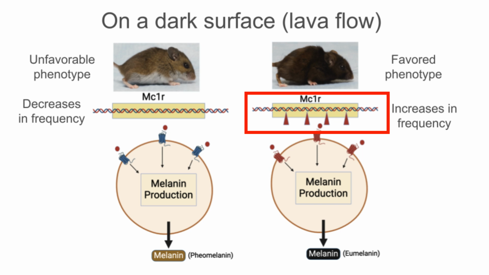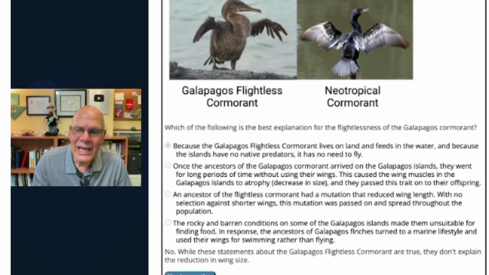Think about what happened with the rock pocket mouse. There was a mutation. They didn't know if that mutation was going to be useful or not, because evolution doesn't work that way. Evolution has no foresight. But in this context, that mutation wound up being extremely helpful. It's 3 over here. An ancestor of the flightless cormorant had a mutation that reduced wing length. With no selection against shorter wings. In other words, these birds weren't flying long distance anymore. They were still just swimming in the water to find fish. This mutation was passed on and spread throughout the population.